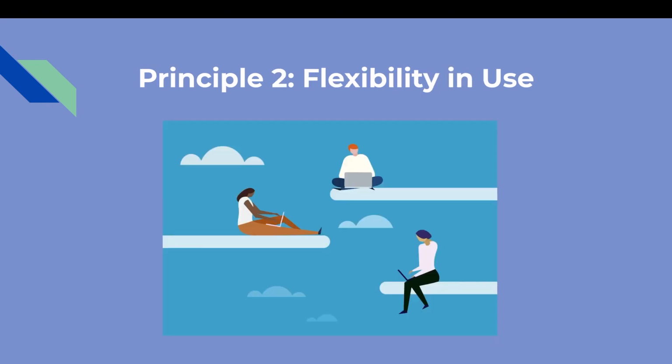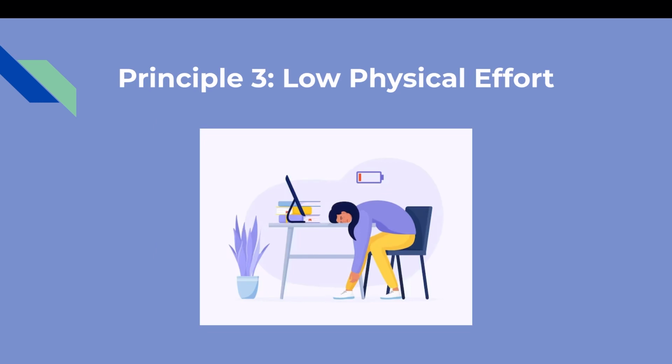Principle 2 is known as flexibility in use. This means that the design is able to accommodate a very wide range of different users with unique preferences. An example of this could be a design that may contain customizability. Principle 3 describes low physical effort. This means that the design can be used comfortably and efficiently without undue fatigue. It is important to realize that this should apply to a wide range of users with different body types.